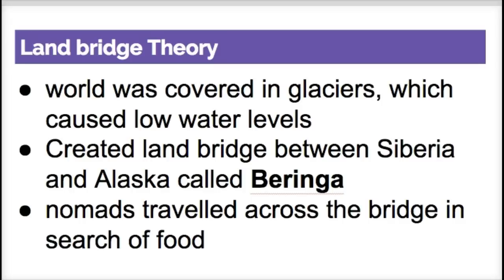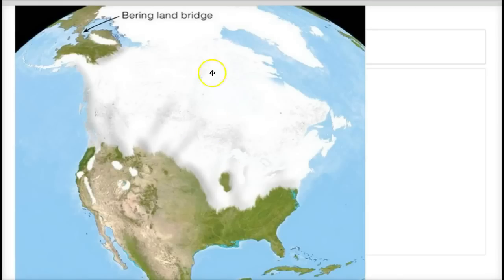So the land bridge theory says that the world was totally covered in glaciers, and glaciers are just frozen water, but it's very compact ice. So you can fit a lot of water into them, and it made the water level sink below what we have today. So it pretty much looked like this. North America was mostly covered in ice, and along with Siberia over there. And the land bridge is right here.